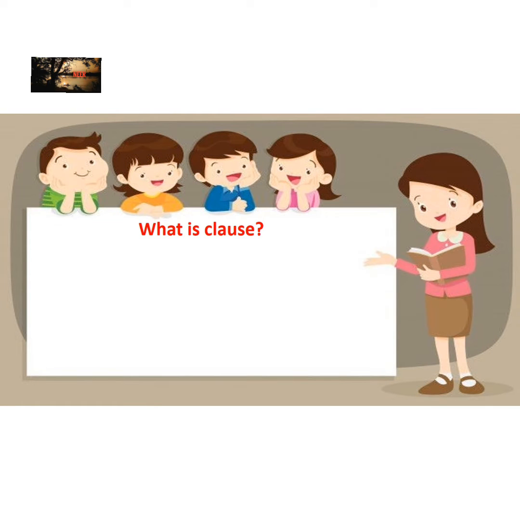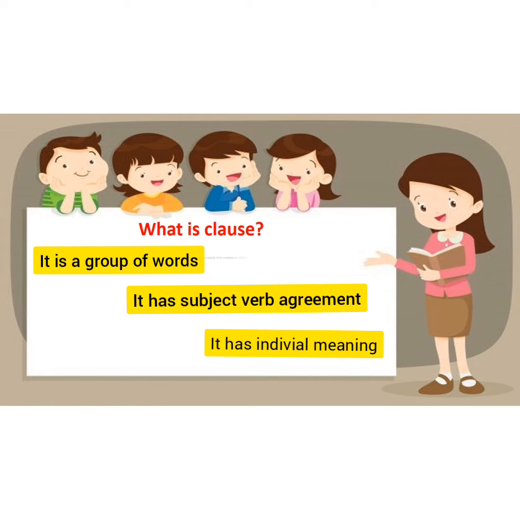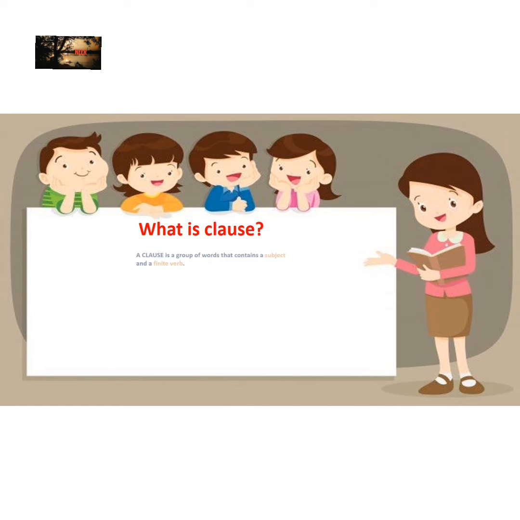We all are aware of sentences, but there is a giant-like feeling for the word clause. Then what is a clause actually? It is a group of words. It has subject-verb agreement and it has individual meaning. Look, all these are similar to the characteristics of a sentence, isn't it?